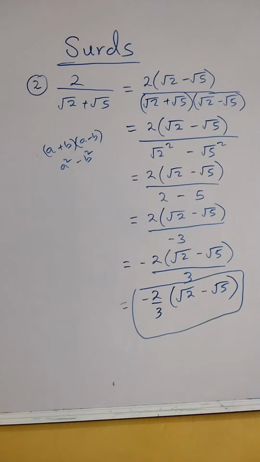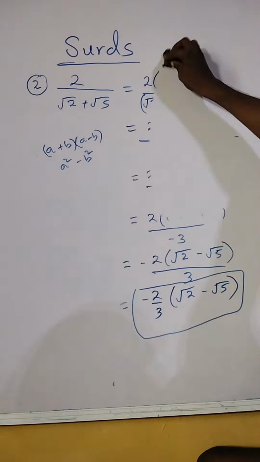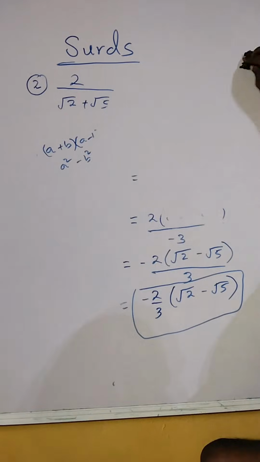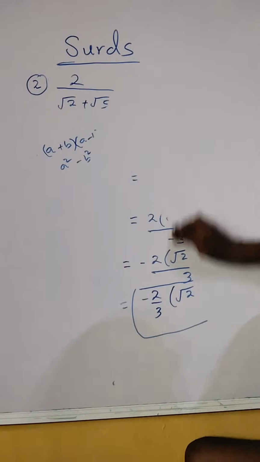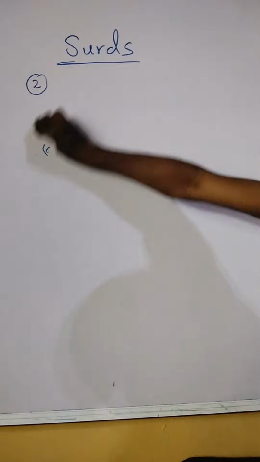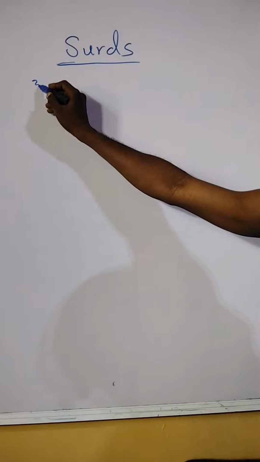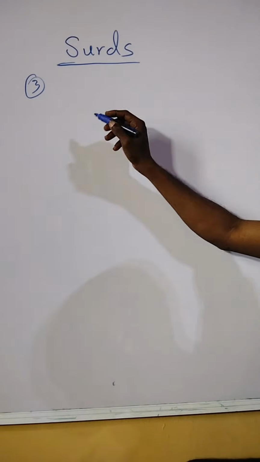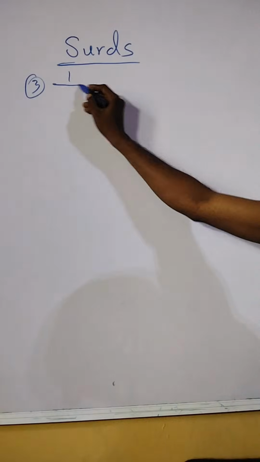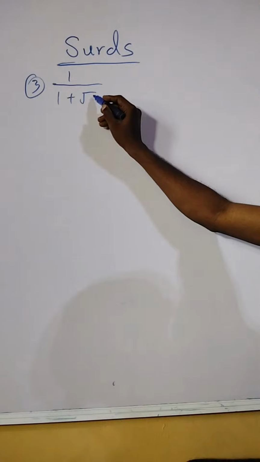Okay, so let's look at another question here. We label this as question number 3. Here is number 3 here. And also we are to simplify 1 divided by 1 plus root 2.